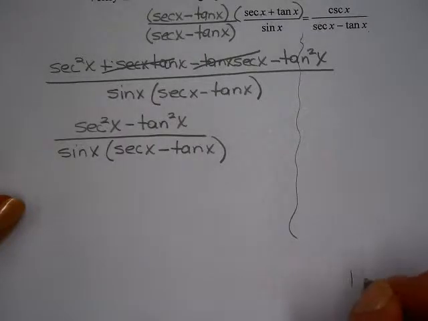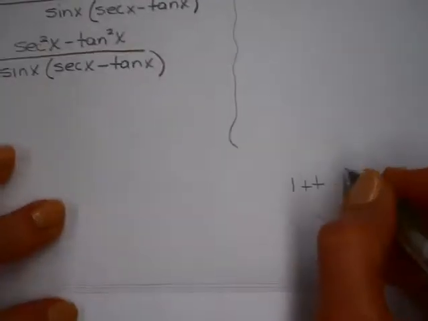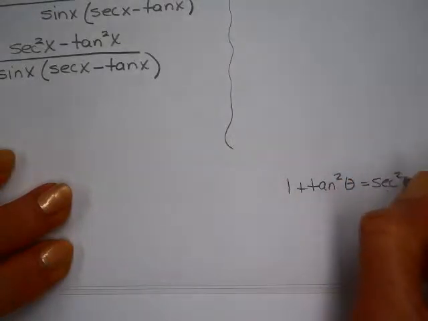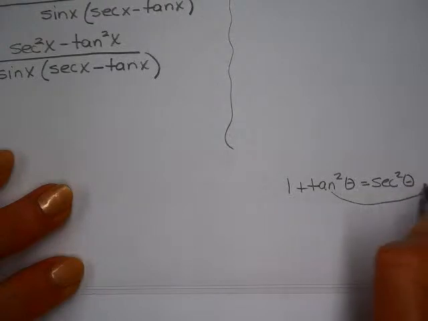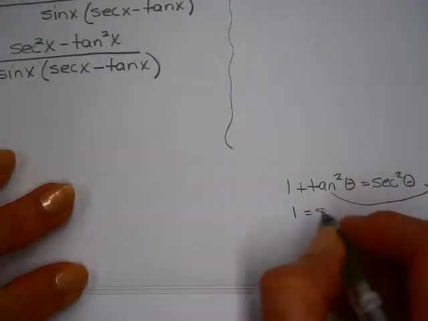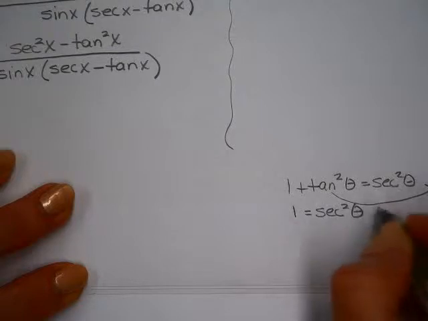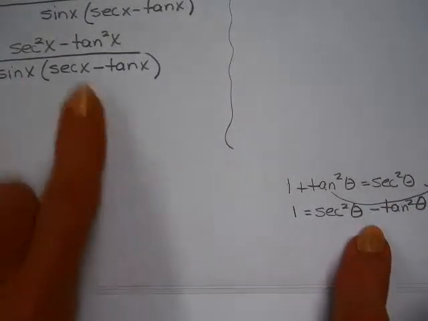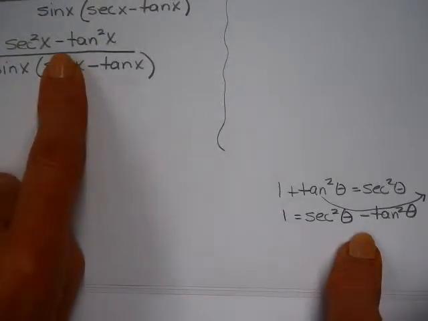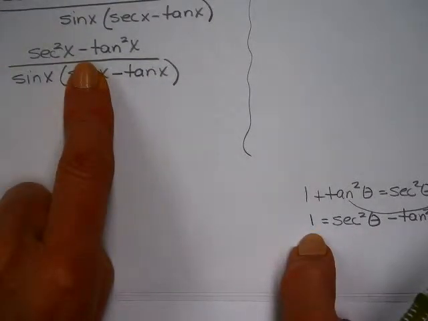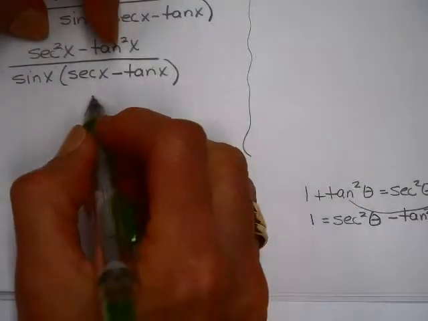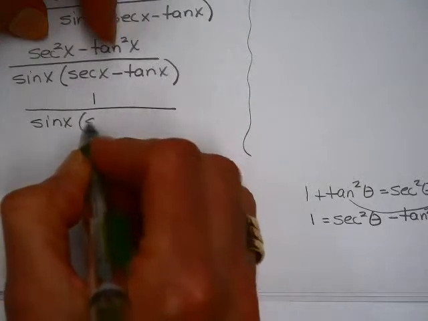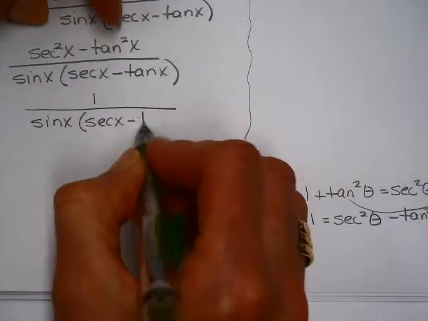Look at this one. If I have 1 plus tangent squared theta equal to secant squared of theta, if I subtract tangent squared, then I get 1 is equal to secant squared minus tangent squared. Isn't secant squared minus tangent squared what I've got on the top right there? So it's equal to 1. So that right there can be replaced with 1. Sine secant minus tangent.